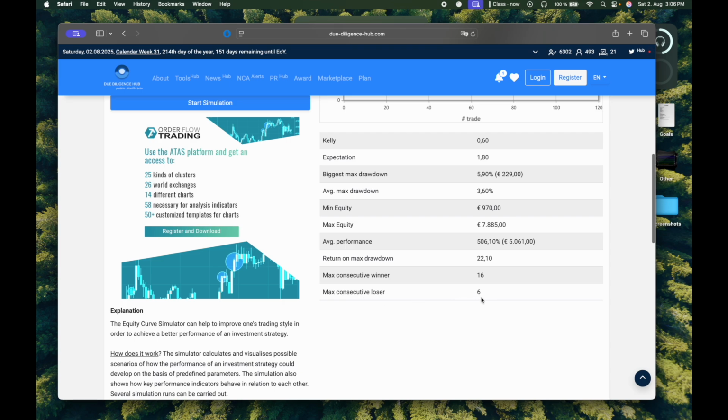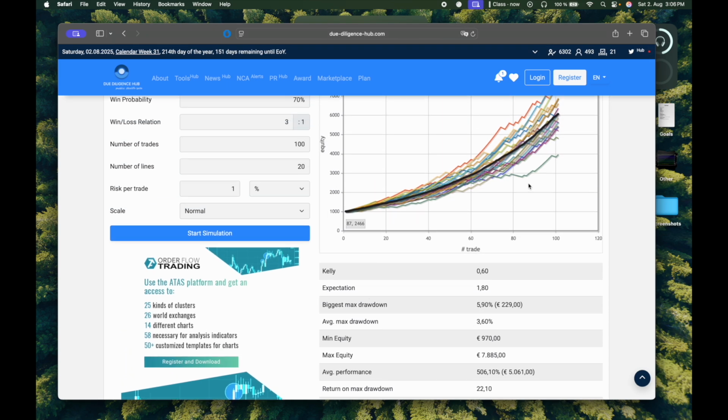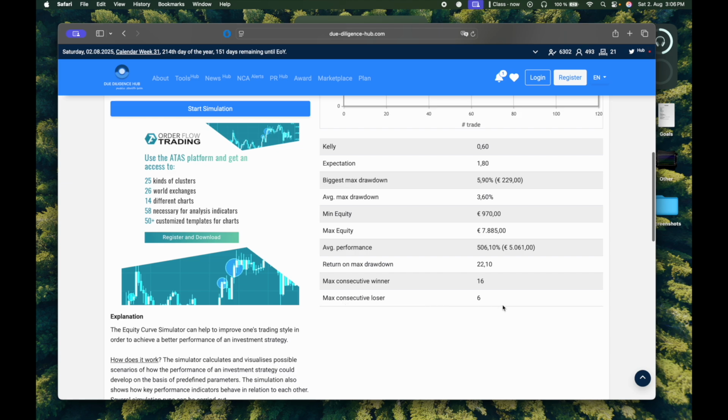And you still face in the course of 100 trades, it's very likely that you still face a 6 consecutive loser loss streak. And if you just keep on playing the edge, no problem.